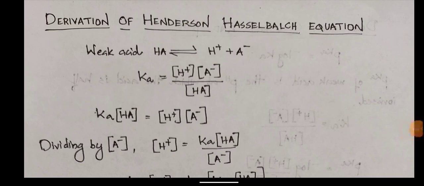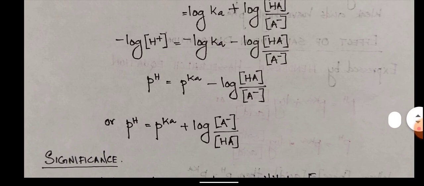So let's see the derivation once more. Consider the weak acid equation HA equals H plus plus A minus. Here the dissociation constant is the concentration of H plus times the concentration of A minus divided by the concentration of HA. So Ka times the concentration of HA equals the concentration of H plus times the concentration of A minus. Then divide both sides by the concentration of A minus. So we get log H plus equals log of Ka plus log of HA by A minus. Apply a minus sign on both sides: minus log of H plus equals minus log of Ka minus log of the concentration of HA by the concentration of A minus. We know that minus log H plus concentration is pH. So pH equals pKa minus log HA by A minus. Okay, so this is the derivation of the Henderson-Hasselbalch equation.